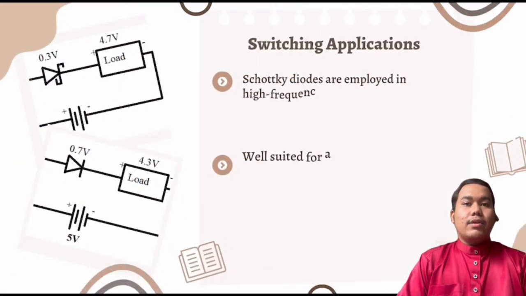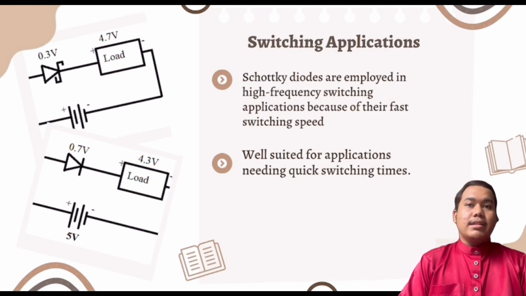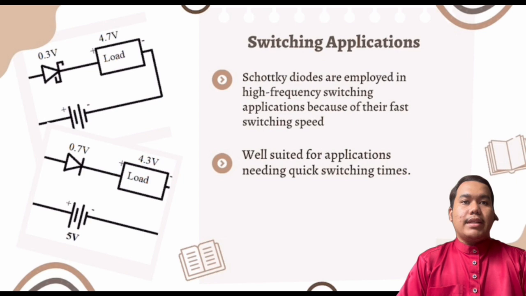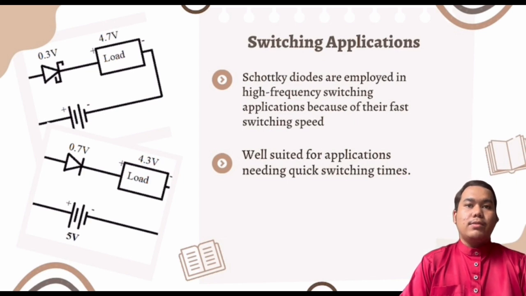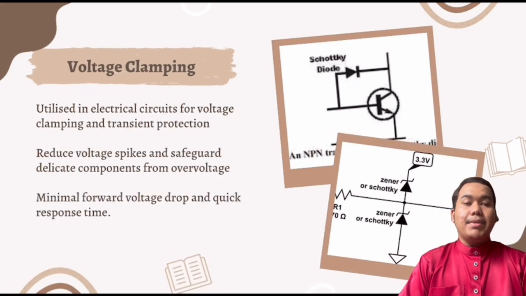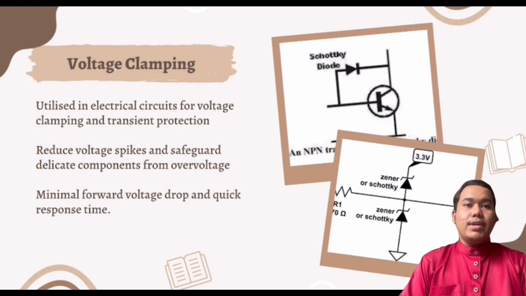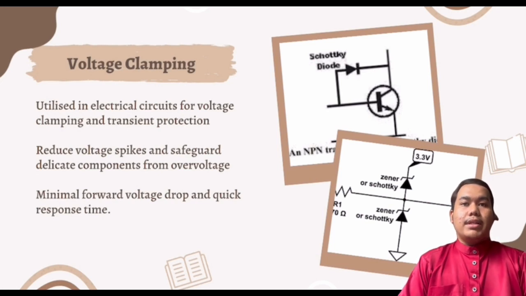For the second, Schottky diodes are often used as fast switching devices in digital circuits, high-speed data transmission systems, and telecommunications equipment. Their low forward voltage drop and minimal recovery time make them suitable for high-frequency switching applications. And lastly, the application of the Schottky diode is voltage clamping. Schottky diodes are used as voltage clamps in digital circuits to limit voltage swings and protect sensitive components from overvoltage conditions. They can prevent logic gates and other digital components from being damaged by excessive voltage levels.